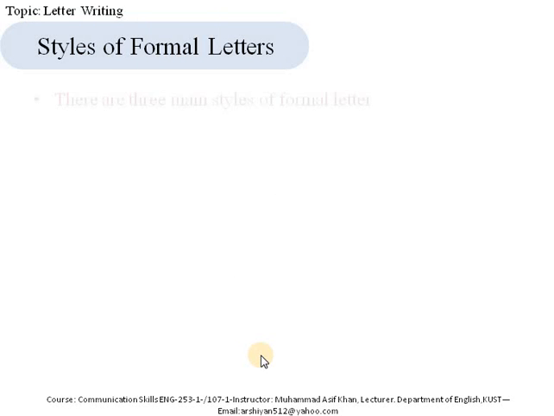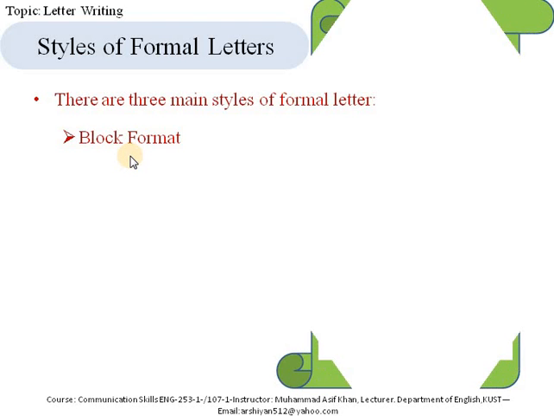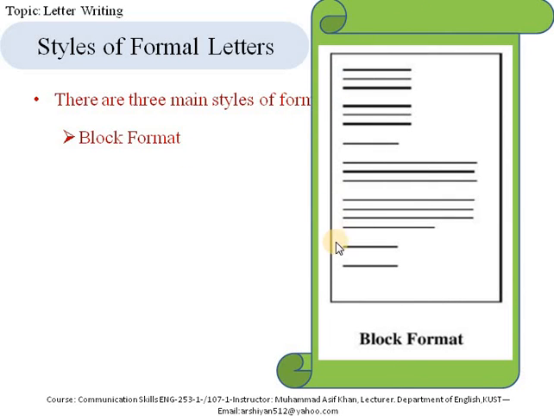There are three main styles of formal letters. The first one is block format, and the second one is semi-block format, and the last one is modified block format. So the block format is a style when all the components of the letter are aligned at the left margin of that letter. Side, top and bottom margins should be 1 to 1.25 inches, and font should be 12 in Times New Roman. So that very style is called block style.